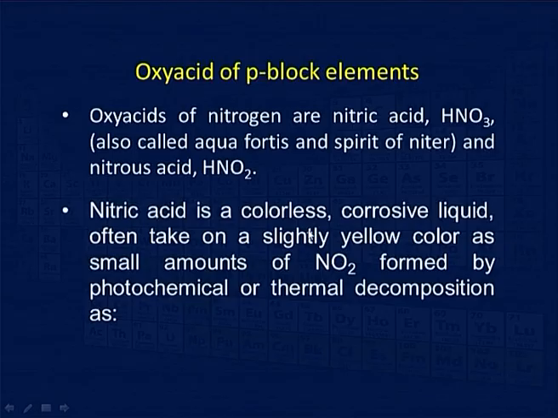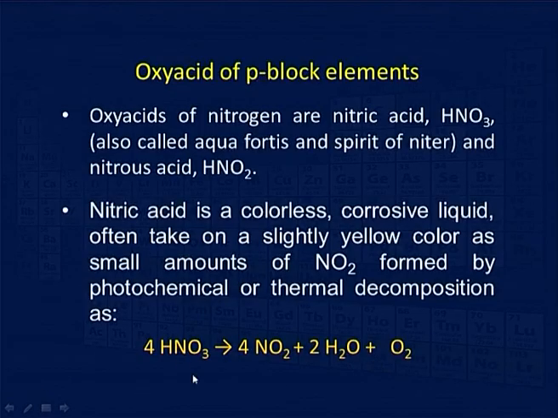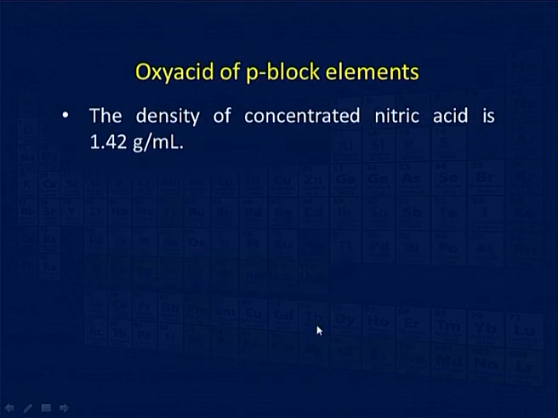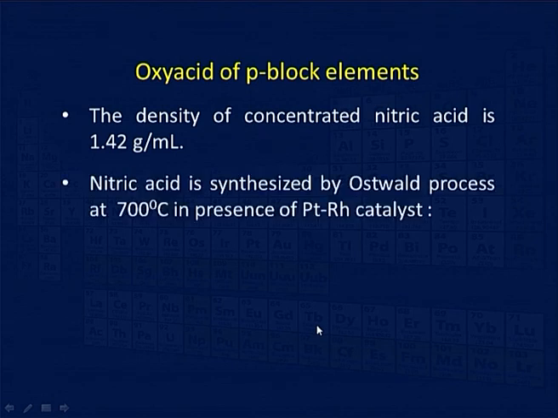Nitric acid is colorless. It is a very corrosive liquid, often taking on a slightly yellow color as a small amount of NO2 is formed by photochemical or thermal decomposition, which causes the yellow color in the acid. The density of concentrated nitric acid is 1.42 grams per milliliter. Nitric acid is synthesized by the Ostwald process at 700 degrees centigrade in the presence of a platinum-rhodium catalyst.